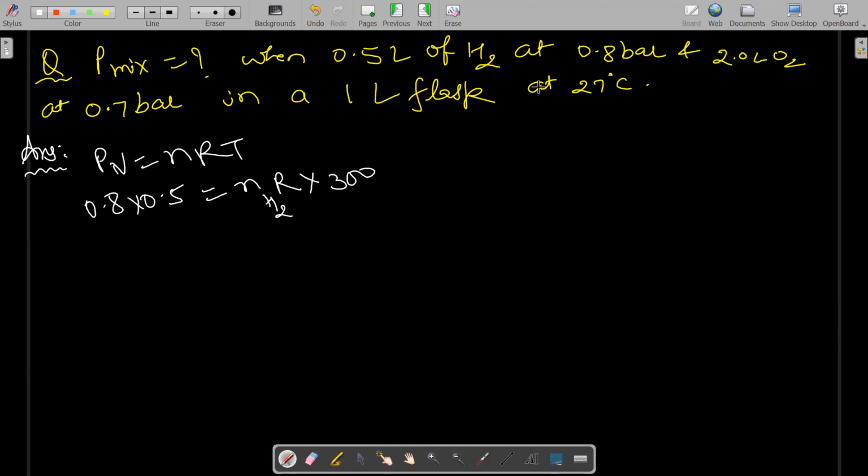Similarly, you are doing the second also, 0.7 bar into 2 liters, and you are calculating the moles of oxygen. R you will take the same, into 300 Kelvin. I don't think it is even required to calculate, because R and temperature will cancel later.